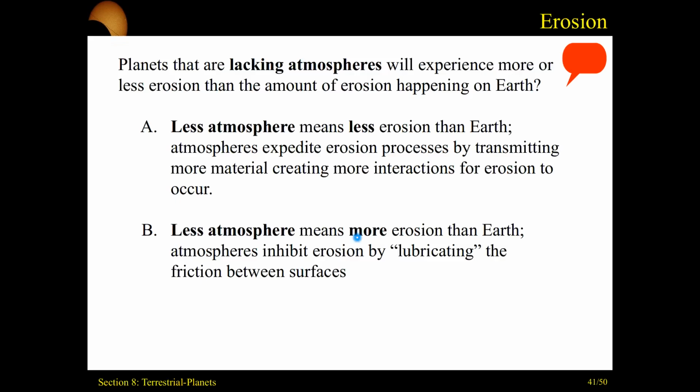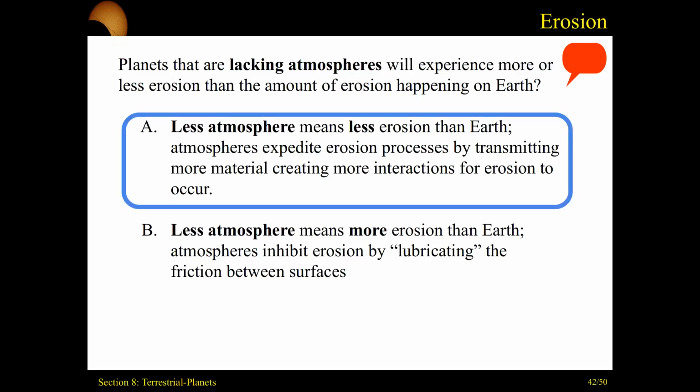Whereas the argument for more erosion is that atmospheres act kind of like a lubricant, softening and smoothing edges around. So if there's less atmosphere, there's less lubricant present, which can cause more erosion. Well, we'll just dive into this. This idea of lubricating is just wrong, right? If there's less atmosphere, there's less erosion.